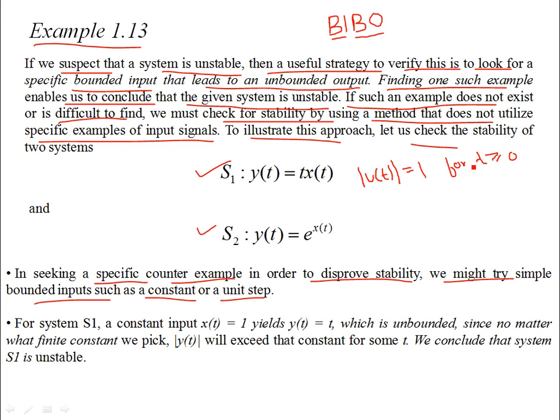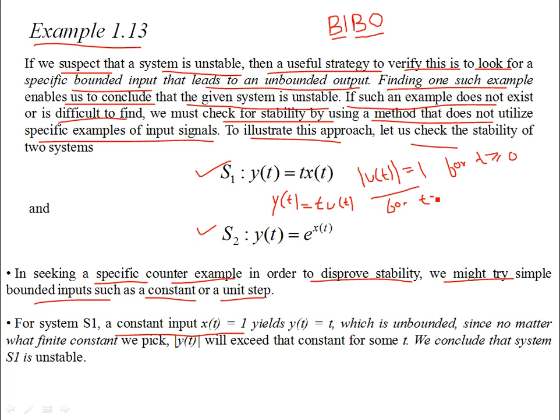Now what if you apply a unit step function or a constant to the input of this system? If x(t) equals 1 for t greater than or equal to 0, then you have u(t) instead of x(t). So y(t) will be equal to t u(t). It's in fact a ramp function, for t greater than or equal to 0.